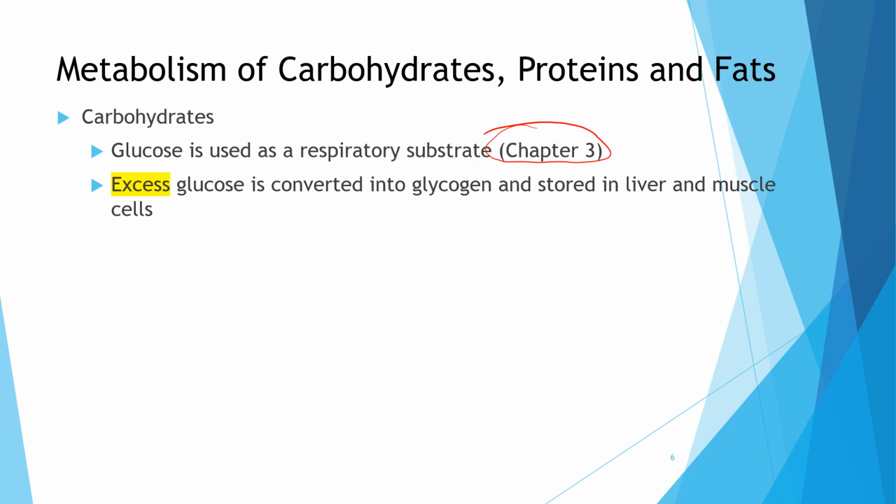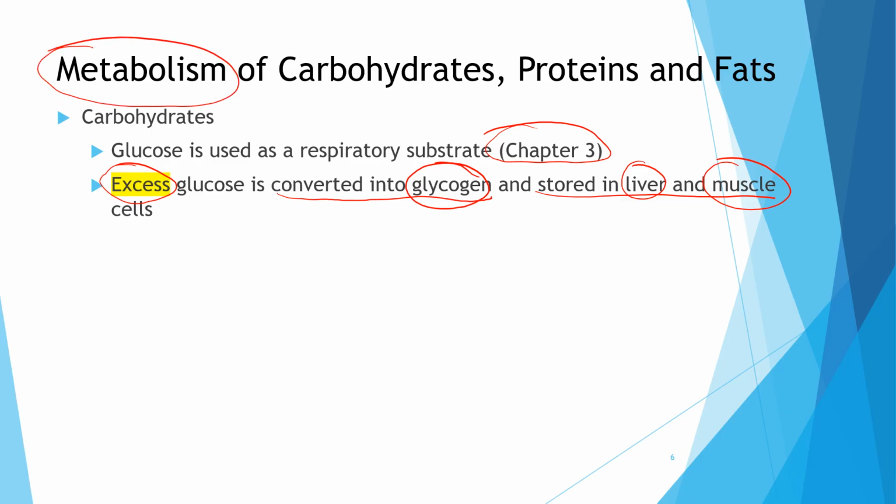The question right now is what happens to the extra? The body doesn't throw them away. So the extra glucose, or the excess glucose, is converted into glycogen and stored in liver and muscle cells. All right, they are stored in other places as well, but liver and muscle cells actually have a lot of them. So this is what it means when the liver metabolizes carbohydrates.